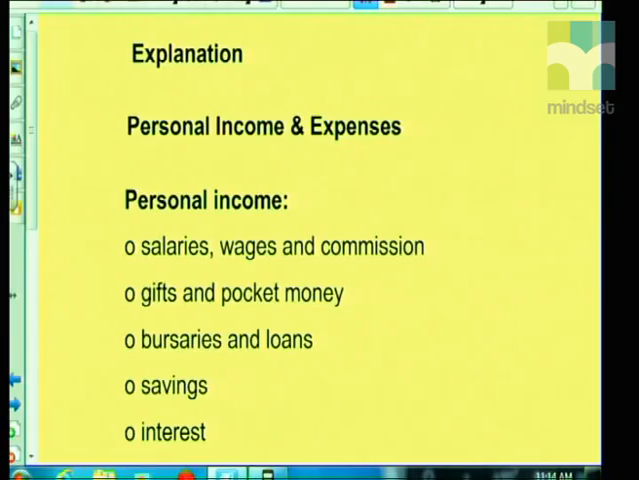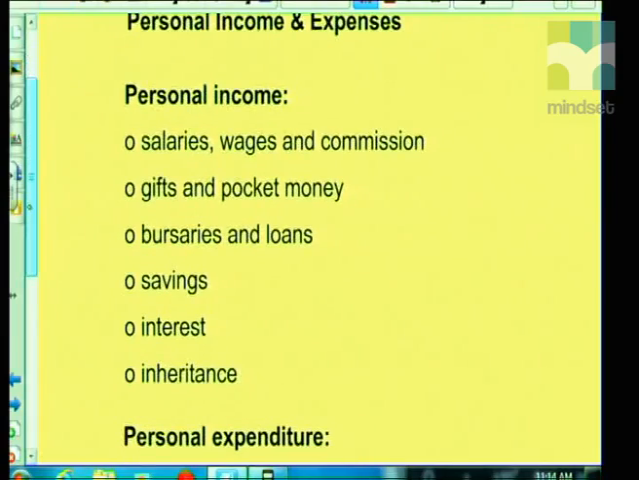So what is personal income? Well, here there are different types, and you need to be aware of each of these. So I want to just highlight them. A salary, that is a fixed amount that you've agreed in a contract to be paid.